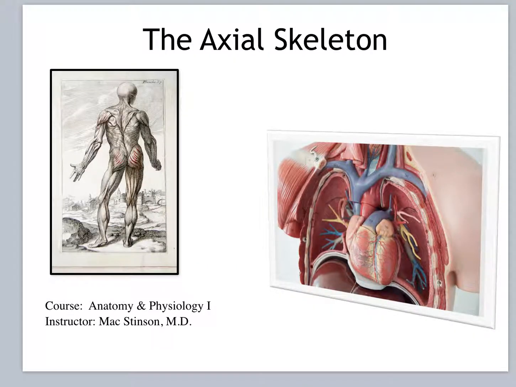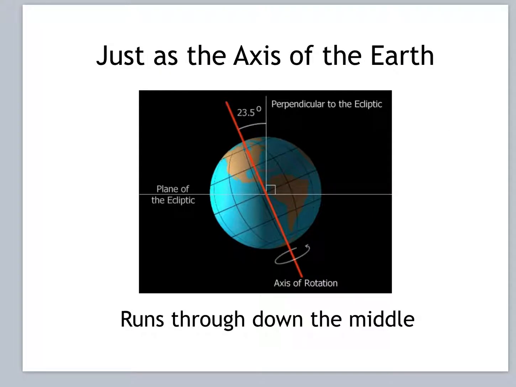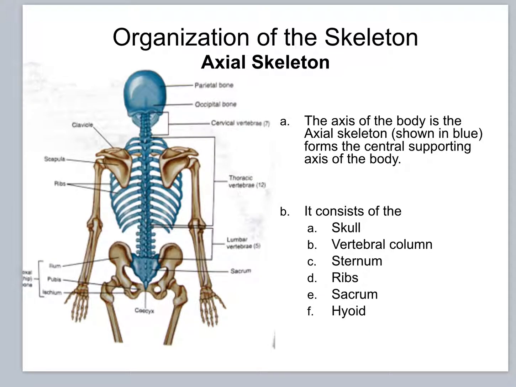This is the first lecture of the skeleton. This is the axial skeleton. Just as the axis of the earth runs down the center of the earth, the axial skeleton are the bones that run down the center of the body. The axial skeleton forms the central supporting axis of the body. It consists of the skull, the vertebral column, the sternum, the ribs, the sacrum, and the hyoid bone.